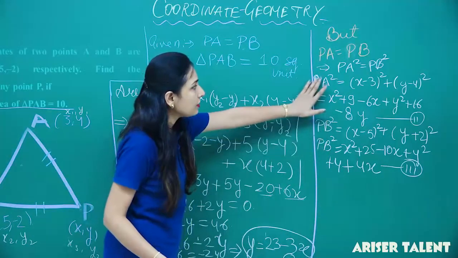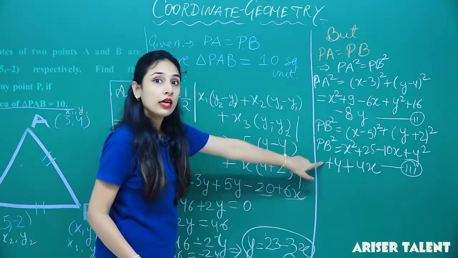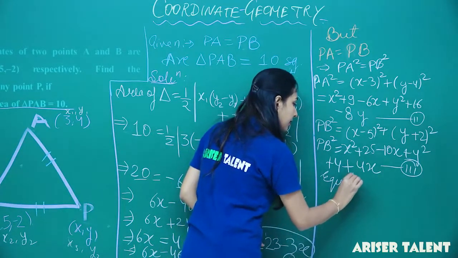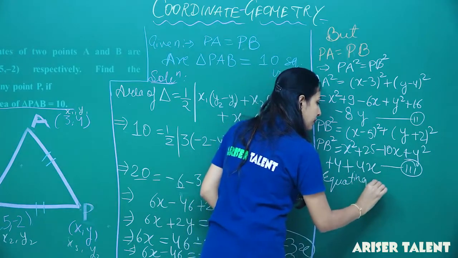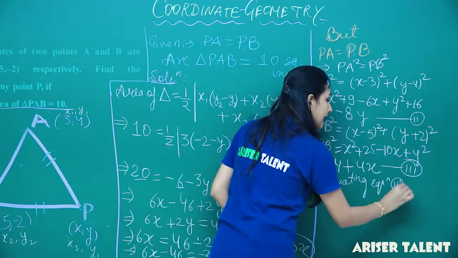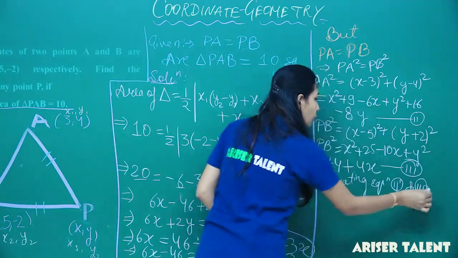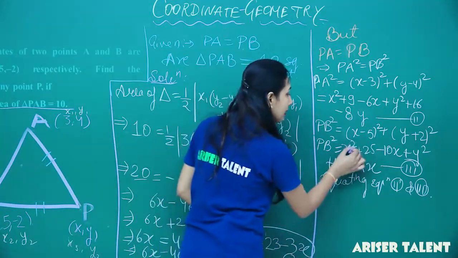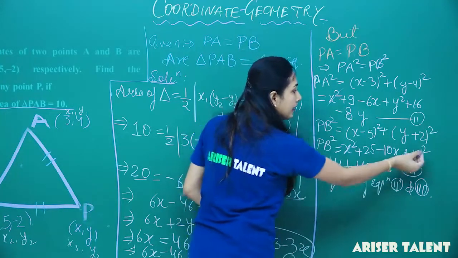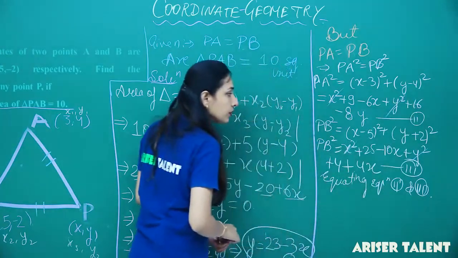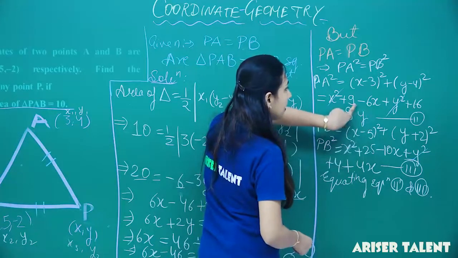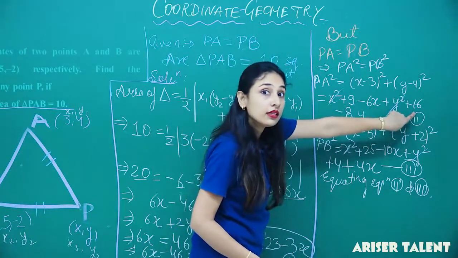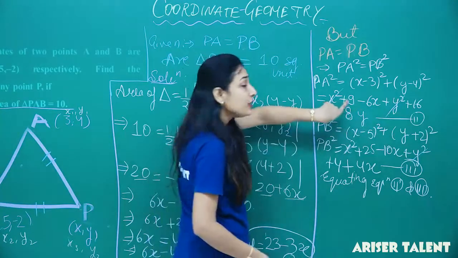Now I am having PA square equals to PB square, equating equation 2nd and 3rd. What will I have? These x square will eliminate, and the y squares will eliminate too. So here it will become 9 and 16, so that will be 25.